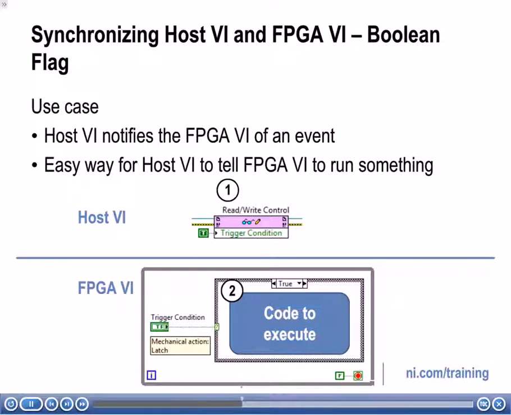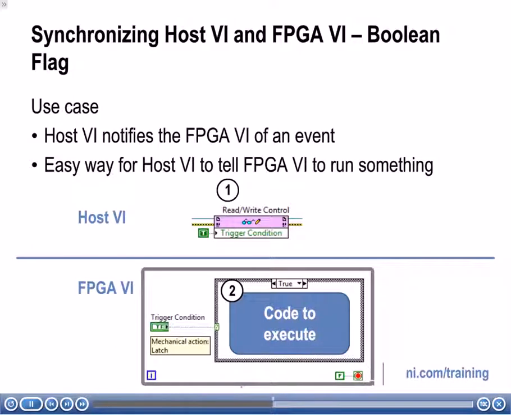Imagine now on the host, we have some sort of code running, and then whenever some event happens, all we need to do is use the read-write control and set the trigger condition to true. What that's going to do is go down to the FPGA VI and set trigger condition to true. Notice that on the FPGA VI, the mechanical action of the trigger condition control is latching.